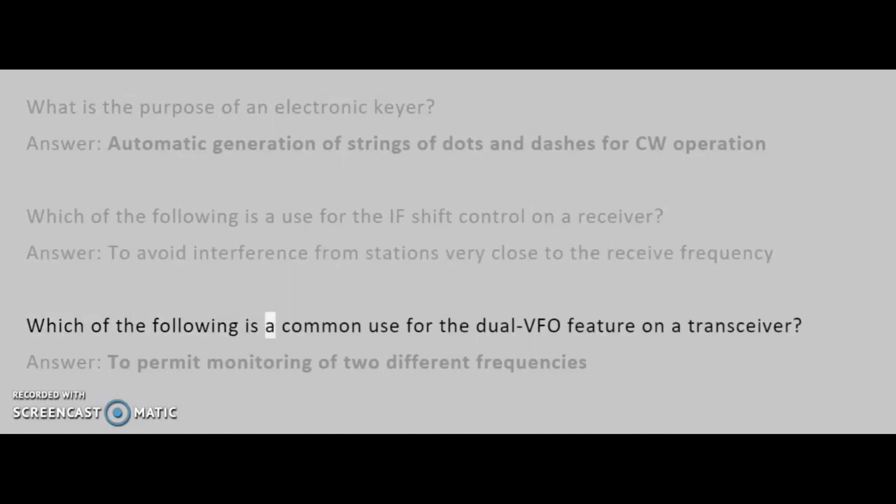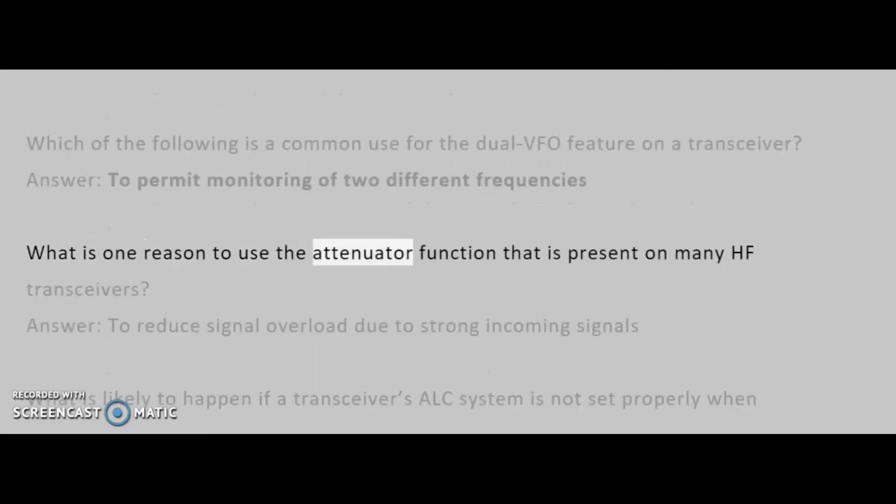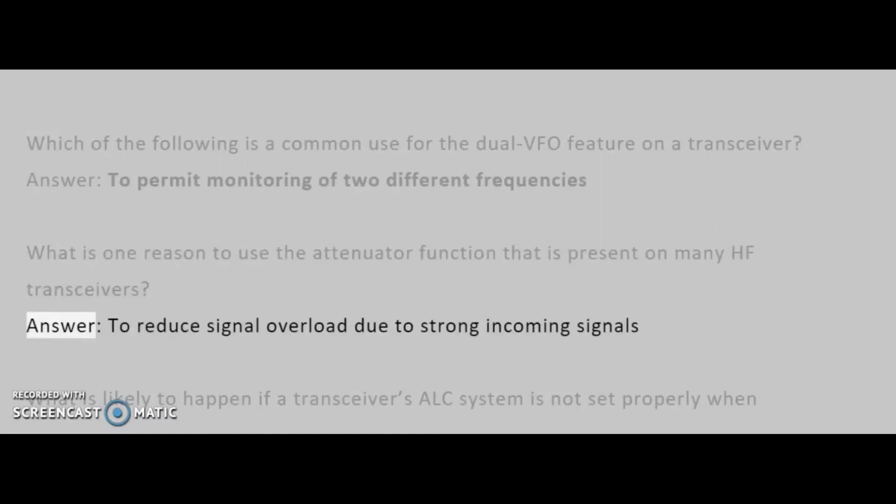Which of the following is a common use for the dual VFO feature on a transceiver? Answer: To permit monitoring of 2 different frequencies. What is one reason to use the attenuator function that is present on many HF transceivers? Answer: To reduce signal overload due to strong incoming signals.